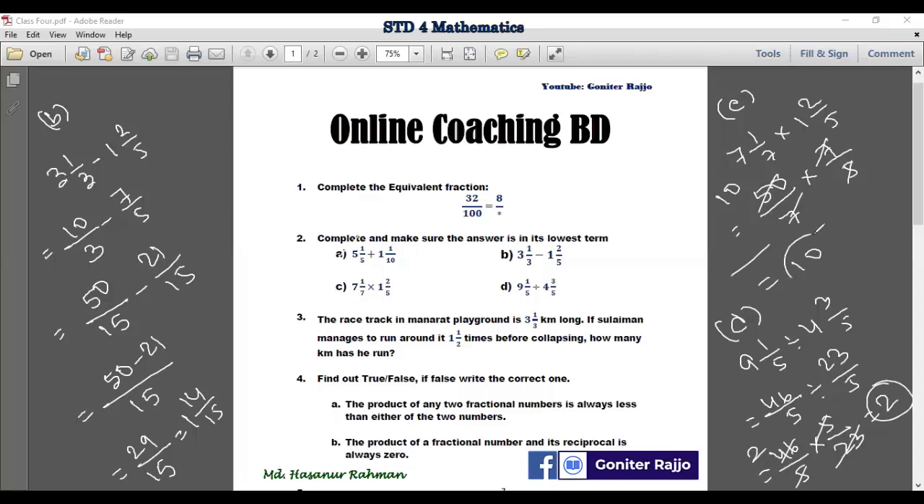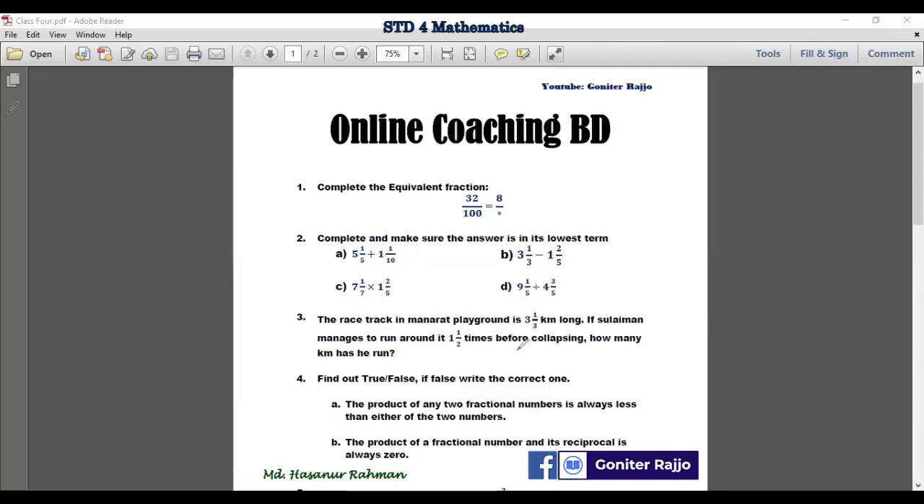So in this way, we can solve number 2 very easily. Now, number 3. Number 3 says, the racetrack in Manarat playground is 3 whole 1/3 kilometer long. If Sulaiman manages to run around it 1 whole 1/2 times before collapsing, how many kilometer has he run? So this is very simple problem.